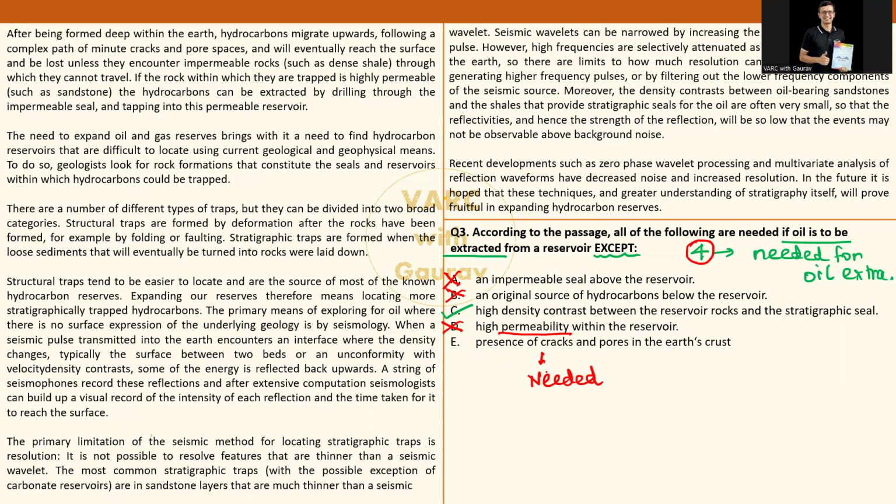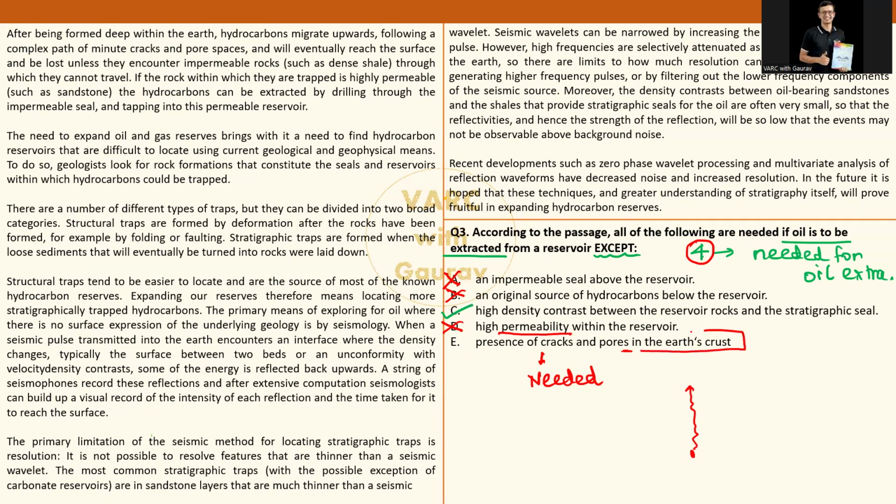Okay. Now read this part once again. Presence of cracks and pores. यहाँ तक तो ठीक था. यहाँ चाहिए cracks and pores. तभी तो जाके hydrocarbons will rise from the depths of the earth and keep rising up, moving through the cracks and holes and whatnot. But where do they need it?